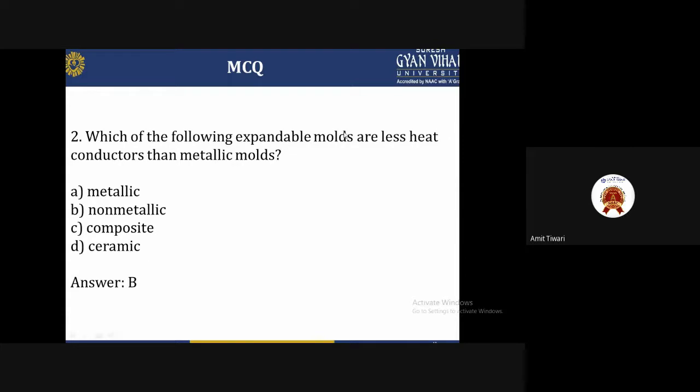Second: which of the following expandable molds are less heat conductive than the metallic mold? The options are A metallic, B non-metallic, C composite, and D ceramic. The correct answer is B, non-metallic material.